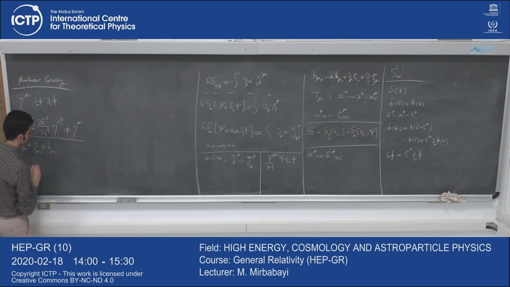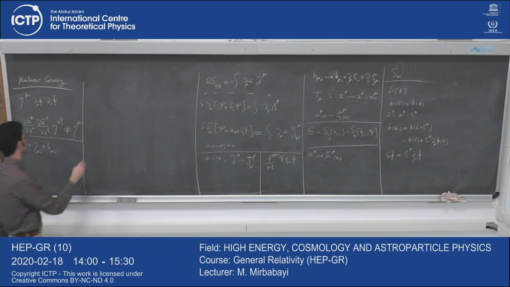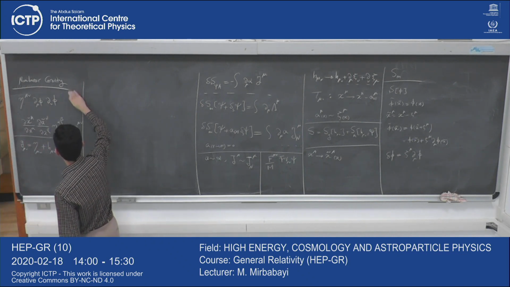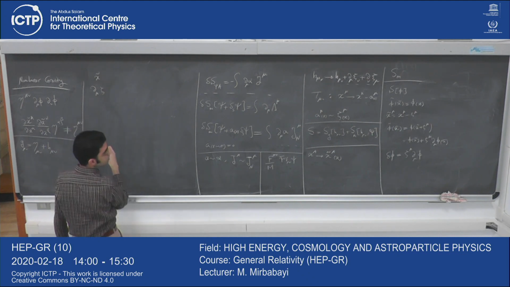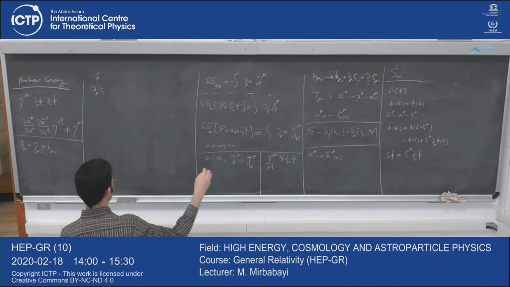Why? At least why at linearized order in h mu nu. Let us see what is the mismatch between the two sides of this equation. So the mismatch between the two sides is, as you can easily verify, d mu. So I want to take x tilde mu. Let's see, what did we choose? The minus with the minus.